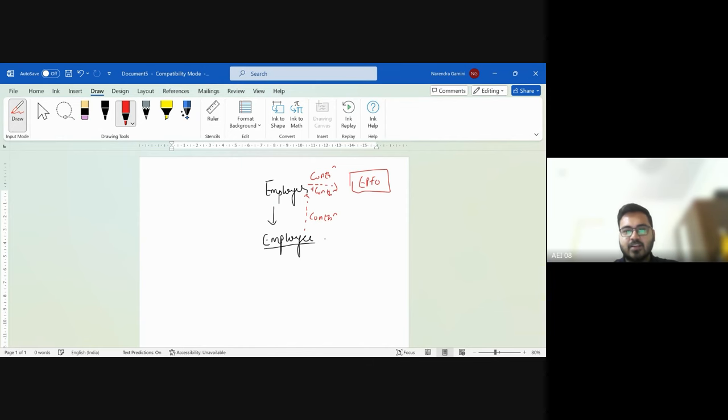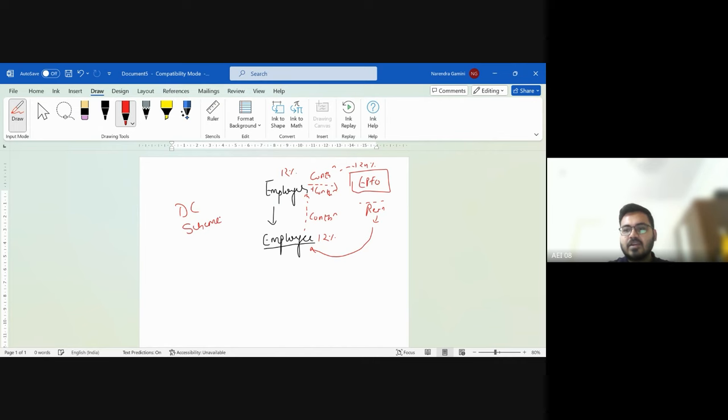So 12% of our salary, and the employer also adds 12% on top of that. So a total of 24% gets deposited into EPFO. It accumulates until retirement and we get the money back at retirement. This is how your defined contribution scheme basically works.